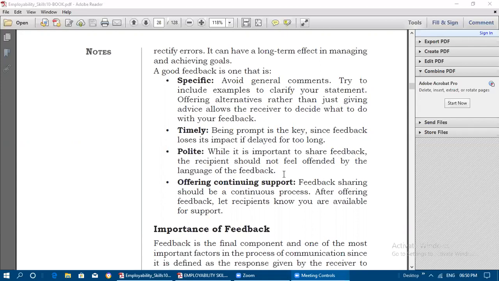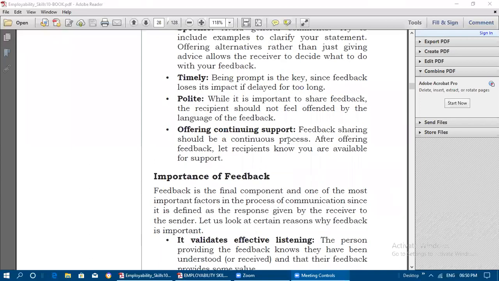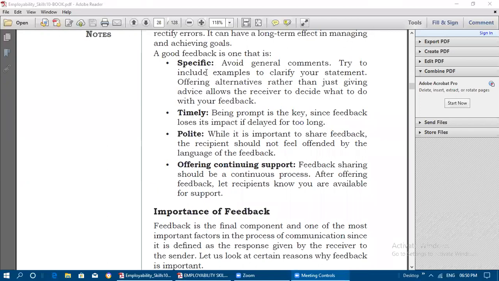Okay, so he should be polite in his language when he is giving feedback to the sender, and offering continuing support. So continuous feedback, continuous support you need to provide. The receiver needs to provide all these things. No feedback is provided by anyone but the receiver. Offering continuing support, in the sense that feedback sharing should be a continuous process. After offering feedback, let recipients know you are available for support.